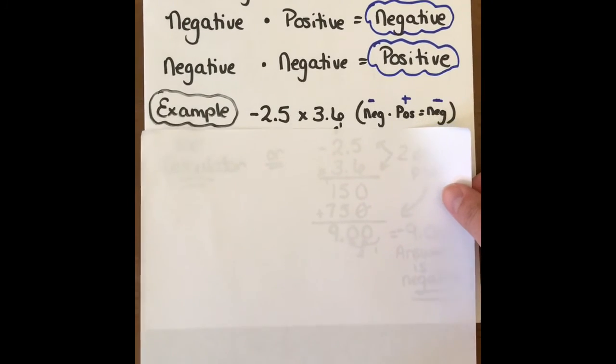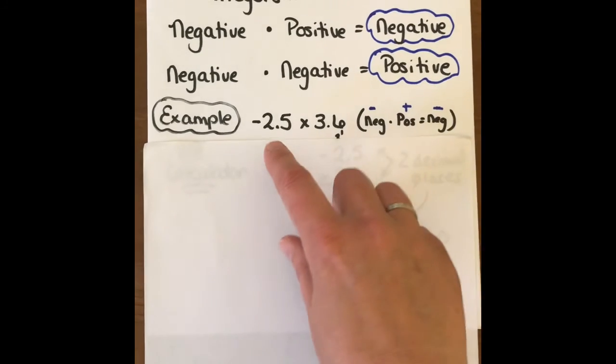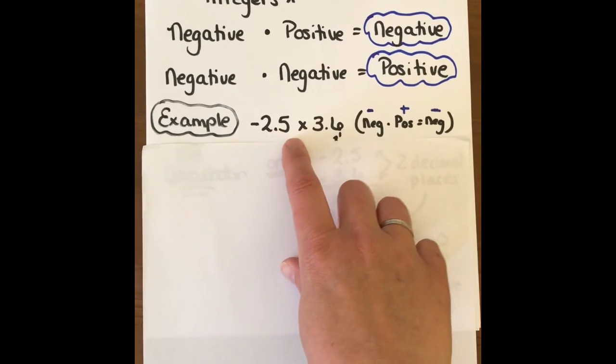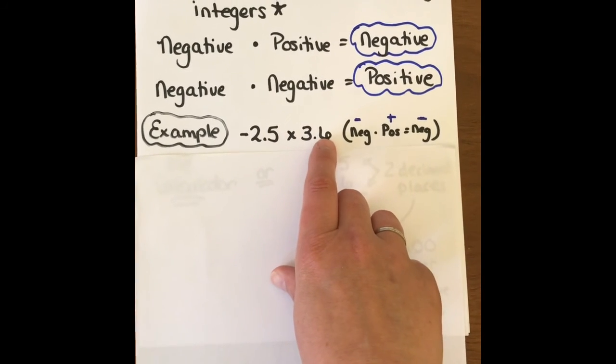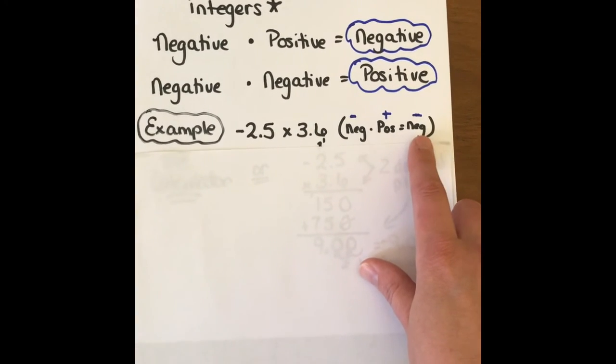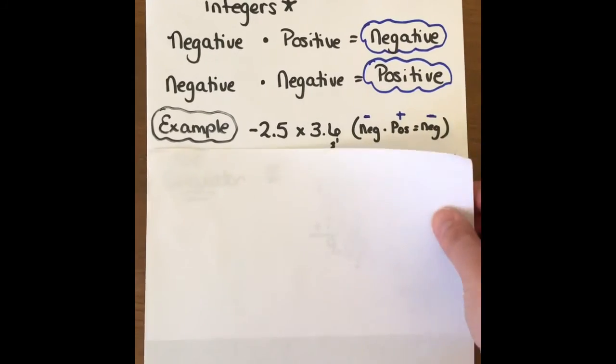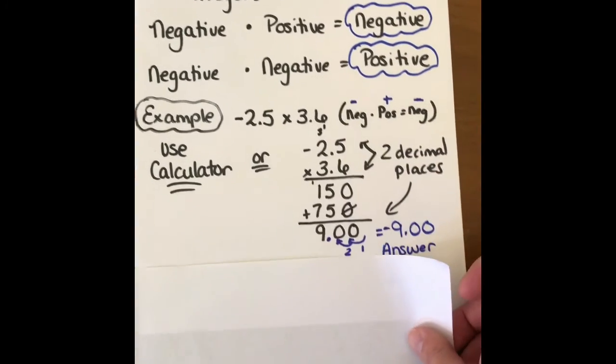So let's look at this one. Remember, you can use a calculator in this section. Negative 2.5 times 3.6. Think about it. You have a negative times a positive, which means your answer is going to be negative. You can work this out, or you could use a calculator.